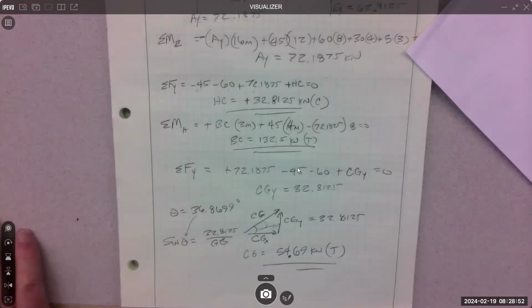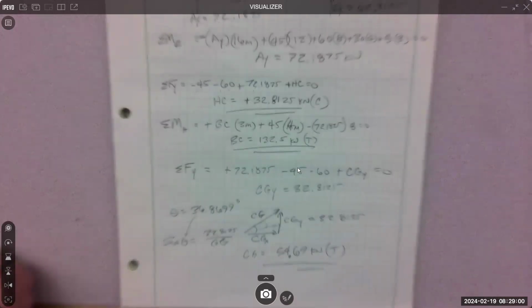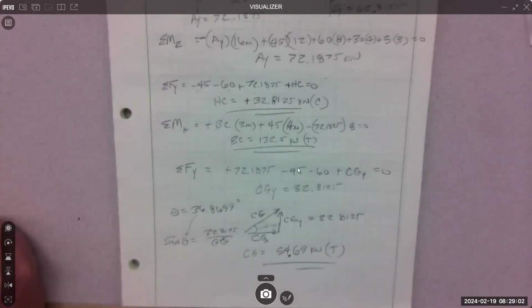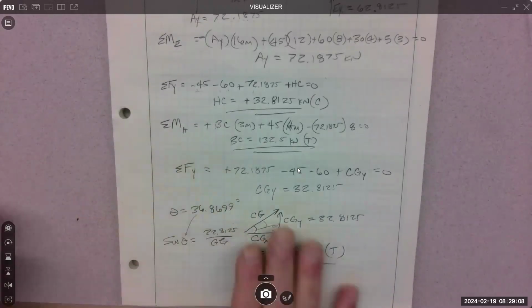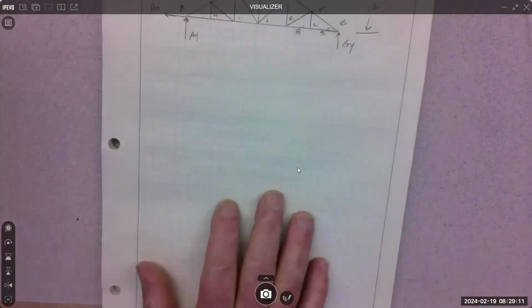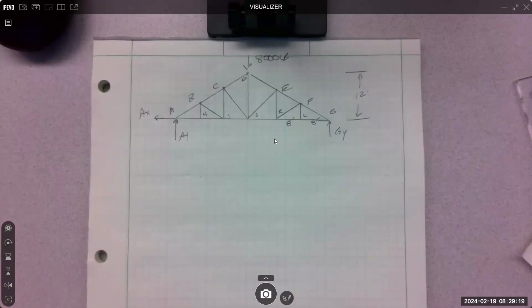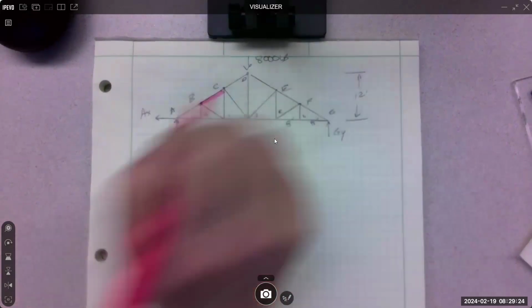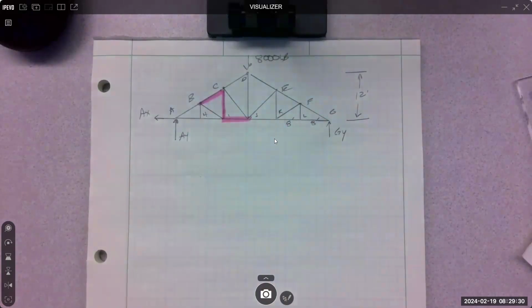Two cuts. Another one, right? 11. We want out of this one, we wanted this one, the vertical, and this one.